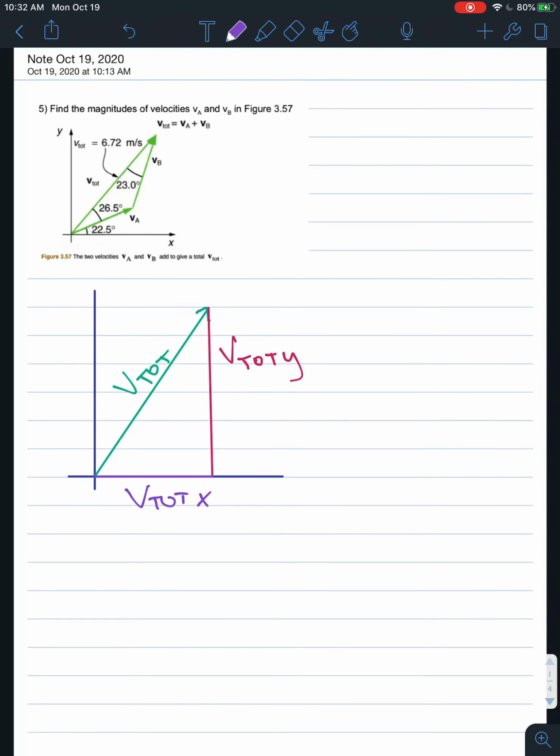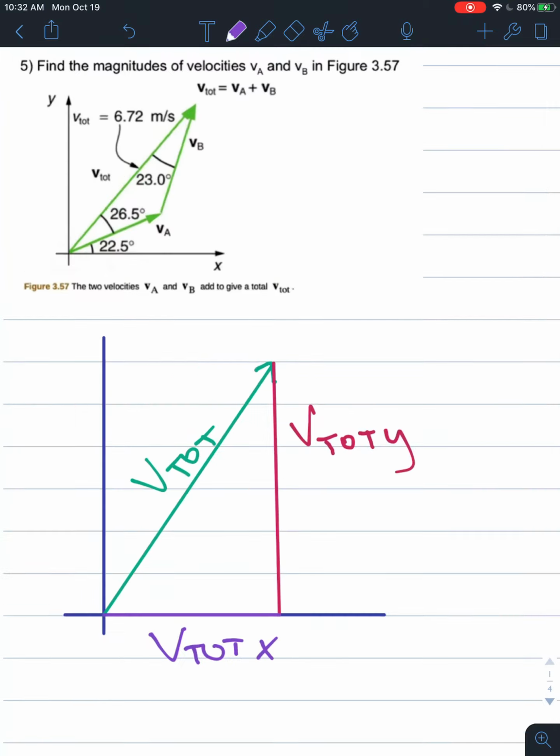So, for number 5, we're trying to find the magnitude of the velocities VA and VB given this figure. I drew this for you in class, but my recommendation is to first start by identifying what VTOT X and VTOT Y is. Meaning, break apart this giant vector into the X components and the Y components.